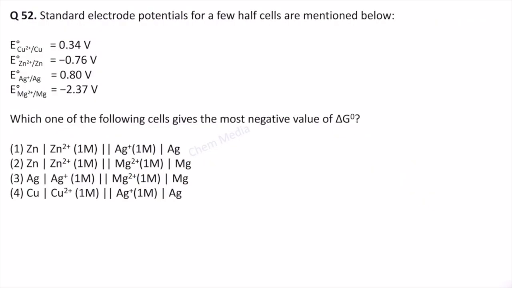Hello everyone, here is a question from electrochemistry. The standard electrode potentials for a few half cells are mentioned below. Which one of the following cells gives the most negative value for delta G naught?